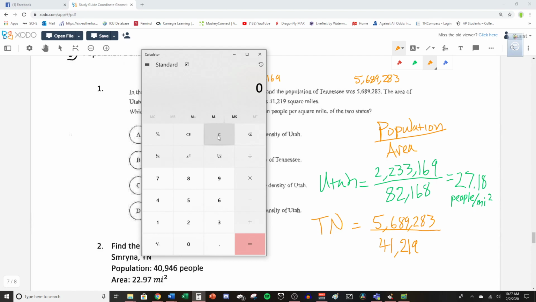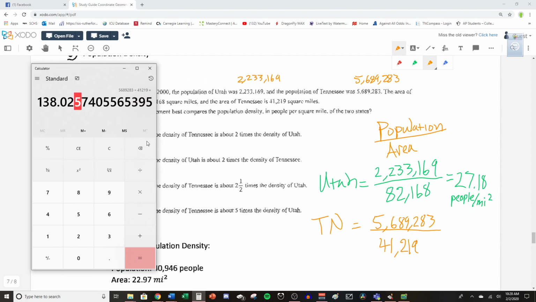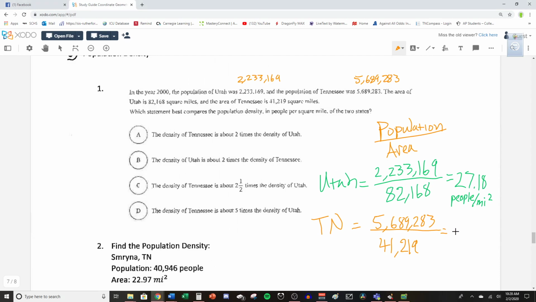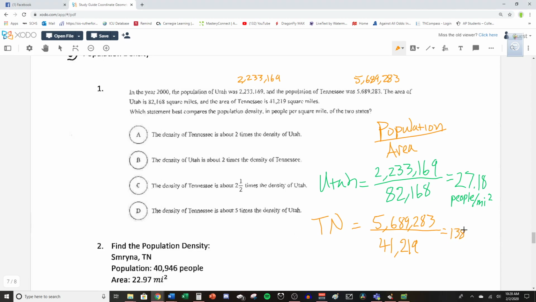Now let's do Tennessee. Clear that. We want 5,689,283 divided by 41,219. Okay. So 138.02. We're going to round up that 5 right here, so this will be 138.03. Now that we have our population densities calculated, this is people per square mile.